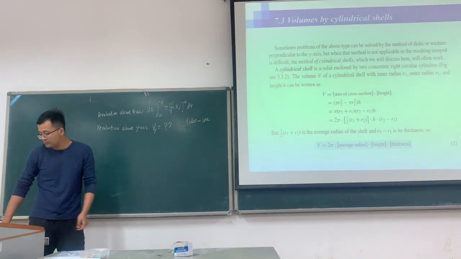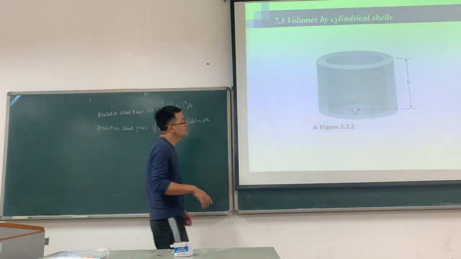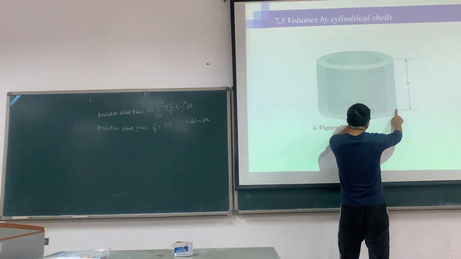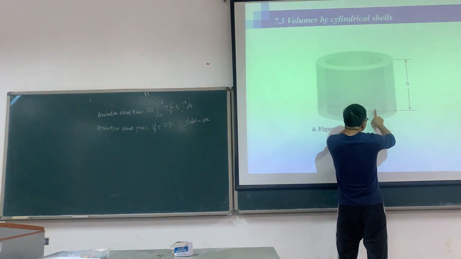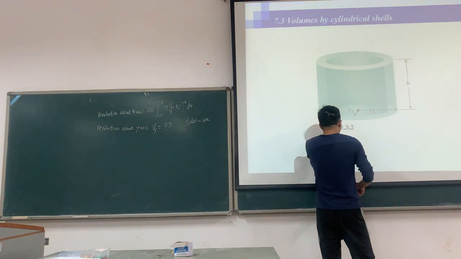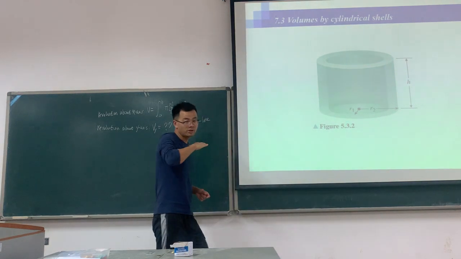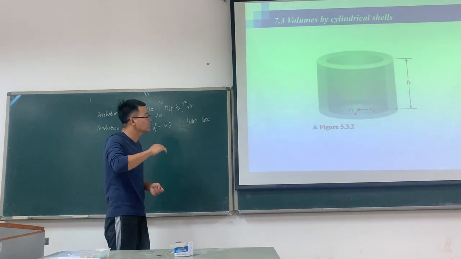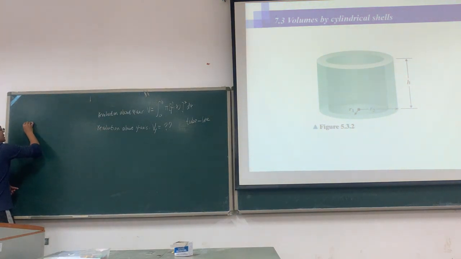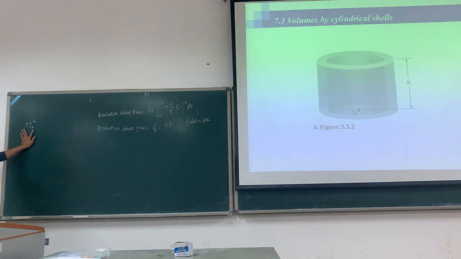So the cross section is what? Here is a circle with radius r2, and here is a circle with radius r1. The area of the cross section is pi times r2 squared, which is the area of the outside circle.